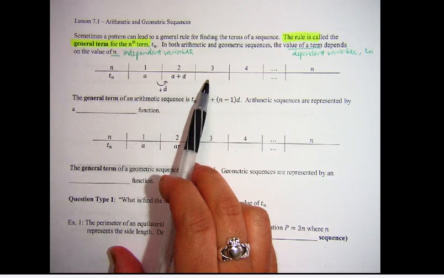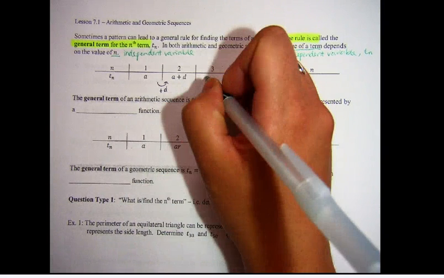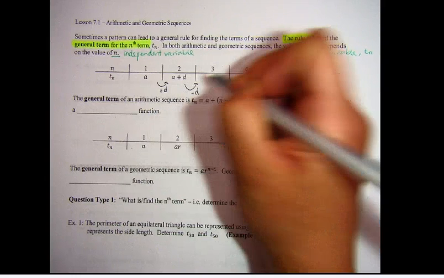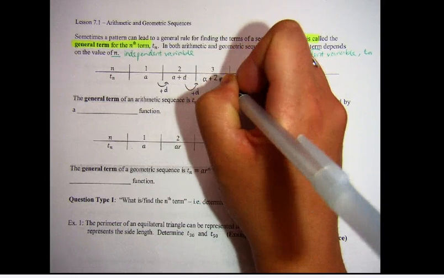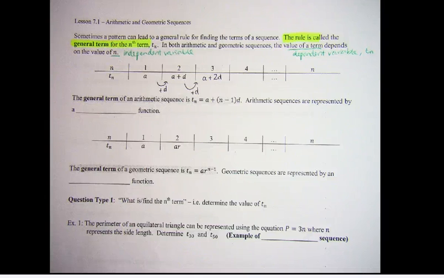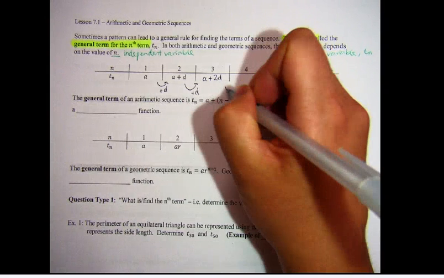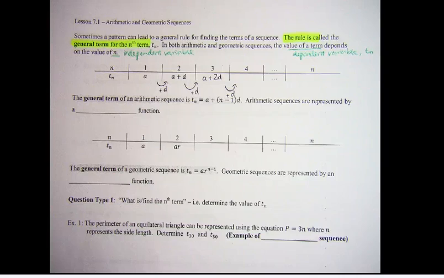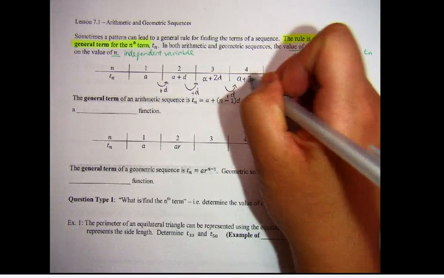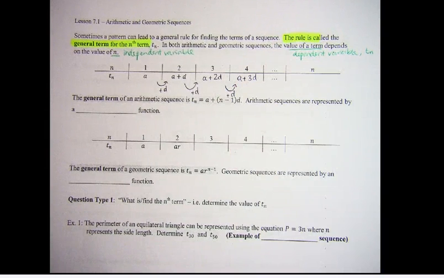That's the second term. The third term is going to be another d added on. So if we were to simplify, that would be a plus 2d. And then the fourth term, we would add another d. So then we get a plus 3d right there. And if you continue the pattern, what do you see?